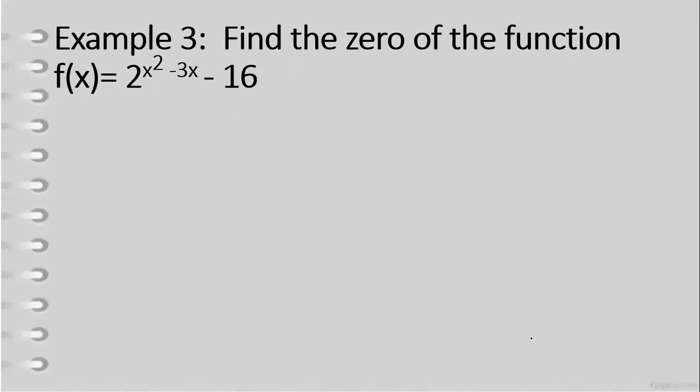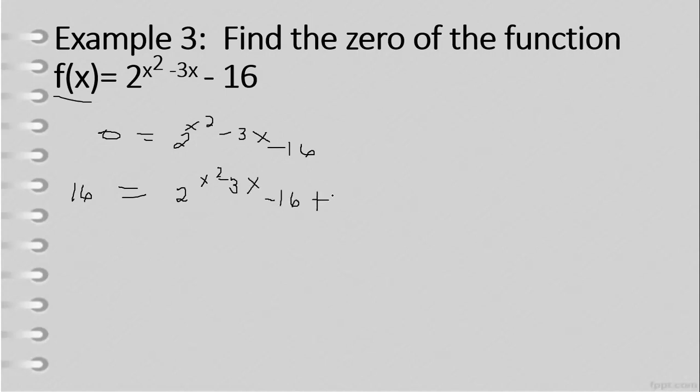Next, example number 3, same po with number 2. So equal to 0 yan. 0 is equal to 2 raised to x squared minus 3x minus 16. And 16 dapat lipat sa kabila. Negative 16 yan. So we have to add positive 16 on both sides. Minus 3x minus 16 plus 16. 16 is equal to 2 raised to x squared minus 3x.